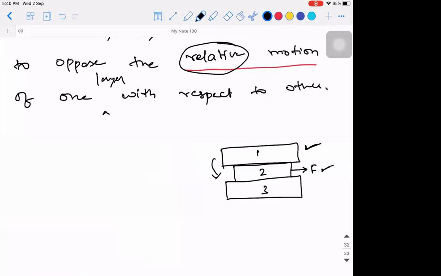But I pulled it a little slow. I pulled it on a comparatively slow basis. I didn't give a jerk. Jerk means pulling it very fast. I didn't do it. I applied a constant force on it. Are you guys able to visualize till this point?